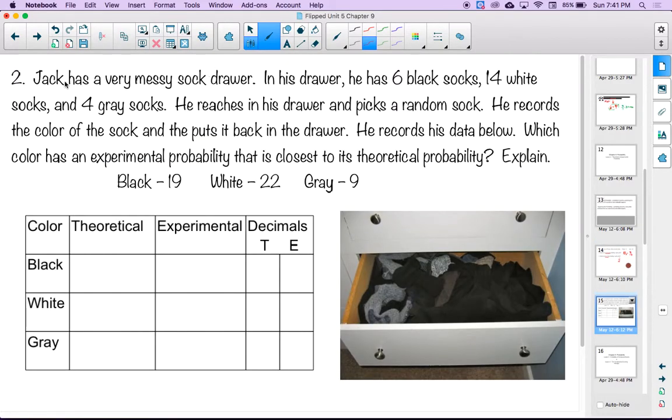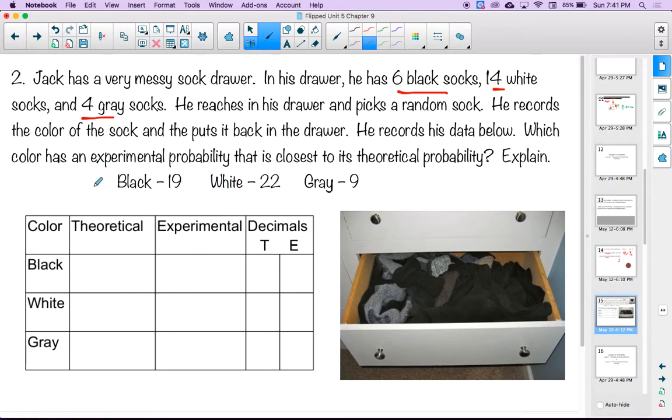The next problem is the one you're going to do. I will help you get started a little bit. It says Jack has a very messy sock drawer. In his drawer, he has 6 black socks, 14 white socks, and 4 gray socks. He reaches in his drawer and picks a random sock. He records the color of the sock and puts it back in the drawer. He records the data below. Which color has an experimental probability closest to its theoretical?